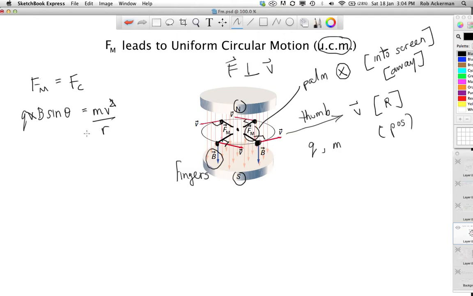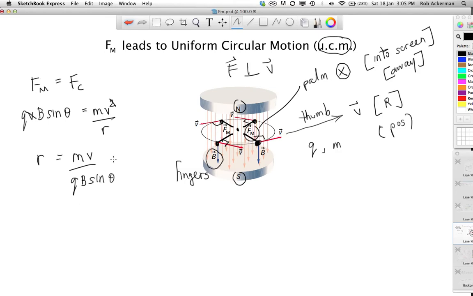And now there's a number of ways you can rearrange this, but what I like to do is rearrange for the radius, because this is telling me that the radius of a circular path taken by a charge moving through a magnetic field will be equal to the mass of the particle times its speed divided by the magnetic field strength that it's in, the charge. Actually, let me just write that. Let me write the Q first, and you'll see why in a minute. The charge times the magnetic field times the sine of the angle between the magnetic field and the velocity.